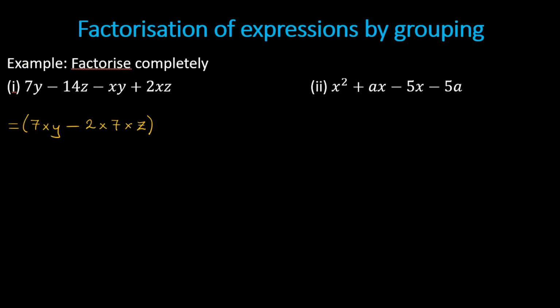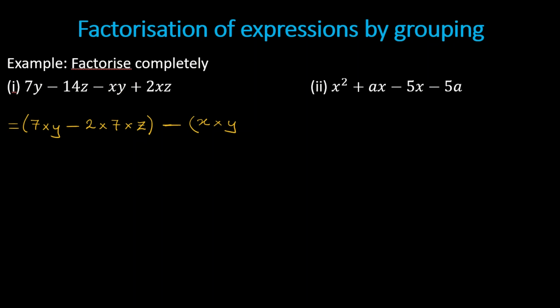Now there is a minus. You insert your minus followed by the second pair of brackets. The next term after the minus is xy, which is simply x times y.